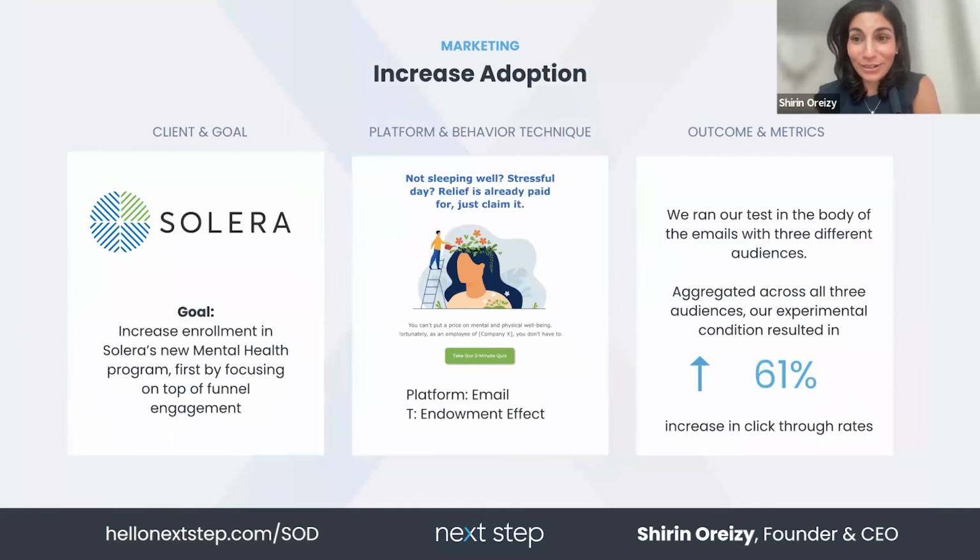Another example is for a client of ours in the digital health space. Our goal for them was to figure out how to increase enrollment in a new mental health program that they were rolling out. We tried different techniques, but the technique that ultimately worked the best was reminding people that their employer has already invested in this solution for them, and they need to take advantage of it. We basically said that this is already a benefit that you qualify for and you have. And when we used endowment language in our messaging, we were able to see about a 60% increase in click-through rates and interest in signing up for the program.